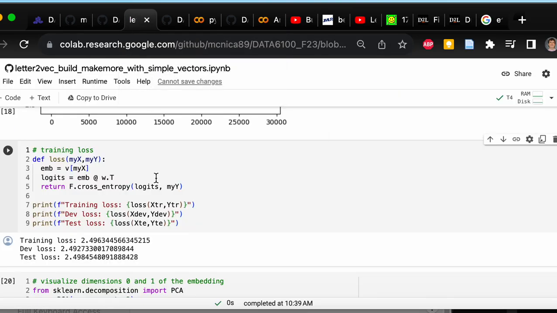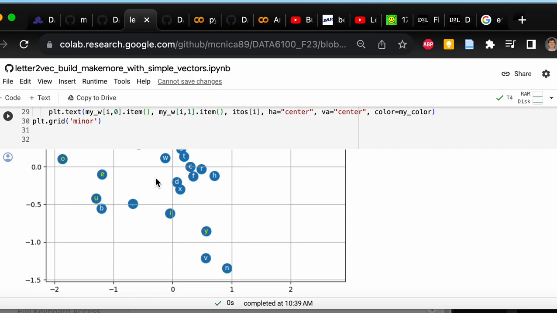Okay, let's see what it looks like. And now the nice thing is we have 2 graphs.